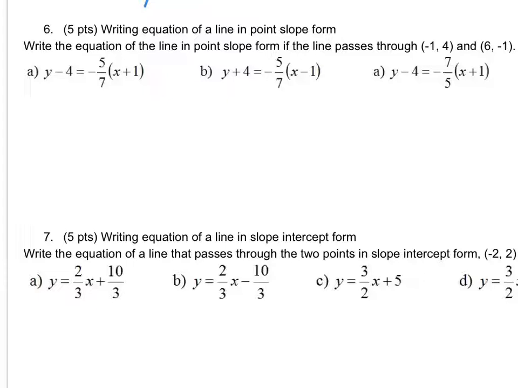Let's take a quick look at question number 6, where we're going to be analyzing and applying understanding of point-slope form. It says, write the equation of a line in point-slope form if the line passes through negative 1, comma 4 and 6, comma negative 1. I see here a few examples of point-slope form. Here's the y value, here's the x value, and here's the slope.